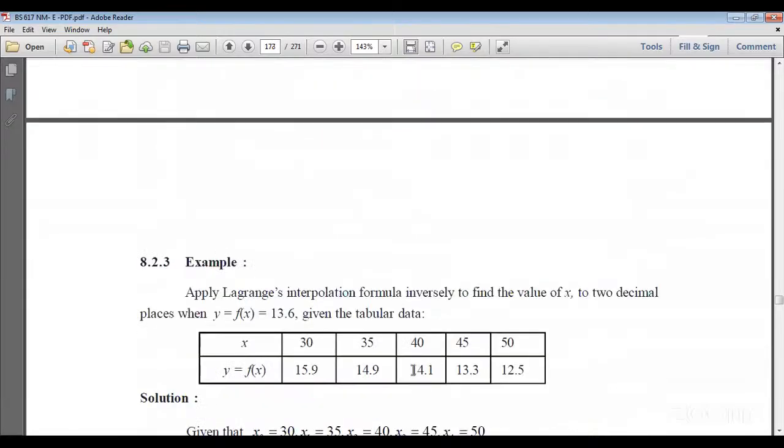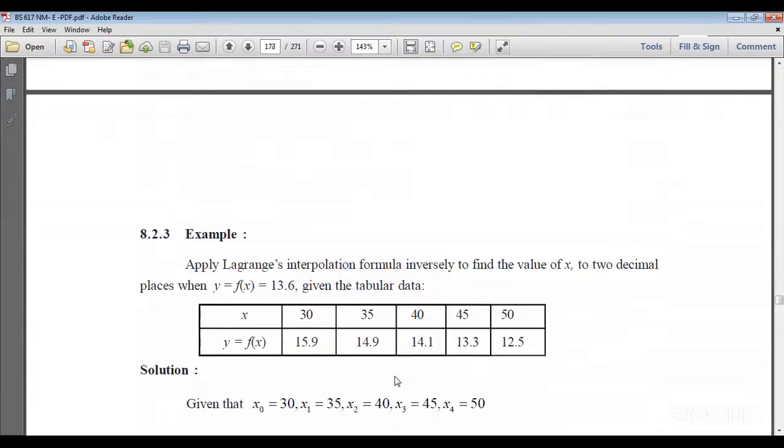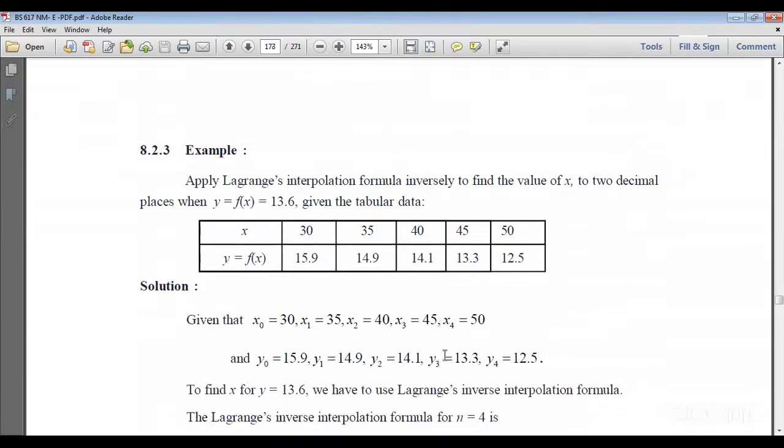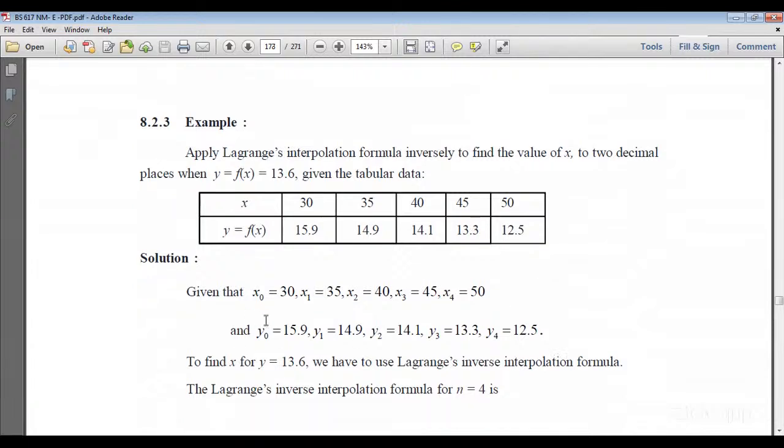Apply Lagrange's interpolation formula inversely to find the value of x, to 2 decimal points, when y equals f of x equals 13.6, given the tabular data: 30, 15.9; 35, 14.9; 40, 14.1; 45, 13.3; 50, 12.5. So x takes the values 30, 35, 40, 45, 50, and y0 is 15.9, y1 is 14.9, y2 is 14.1, y3 is 13.3, y4 is 12.5.